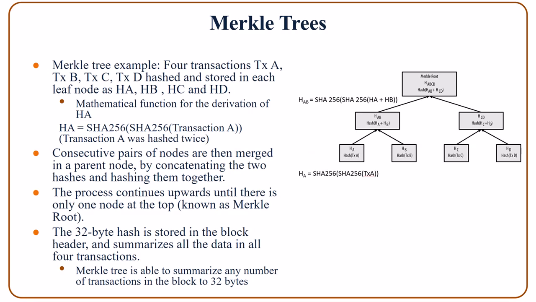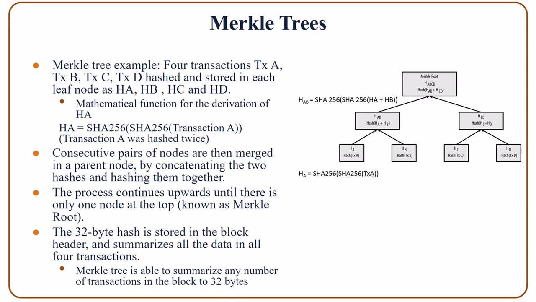This figure illustrates a Merkle tree example. Here we have 4 transactions: TXA, TXB, TXC, and TXD, hashed and stored in each leaf node as HA, HB, HC, and HD. The value in each node is the double hash of each transaction. For example, HA is SHA-256 applied twice on transaction A.